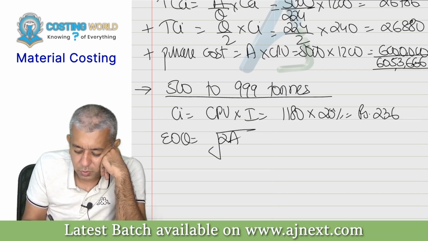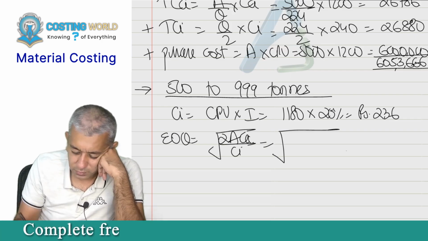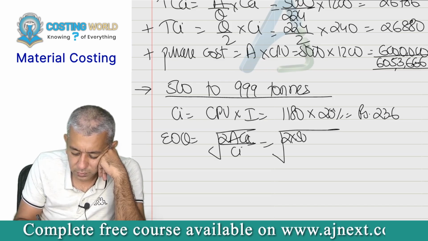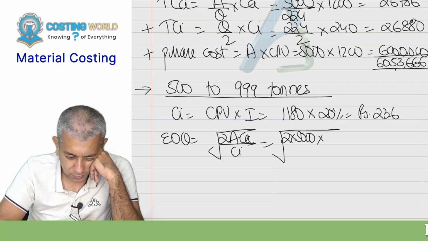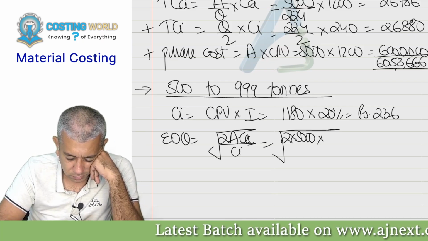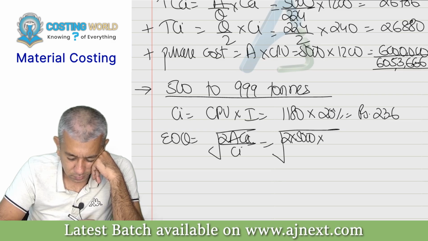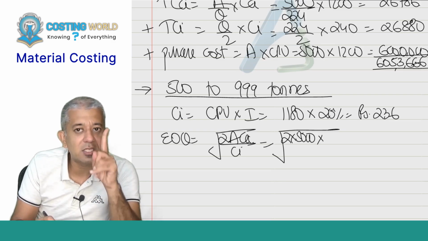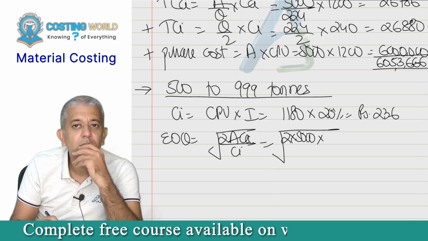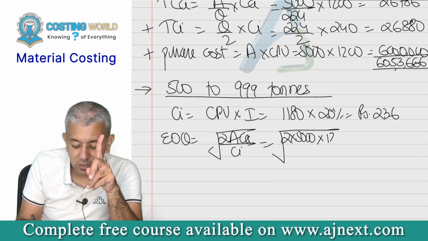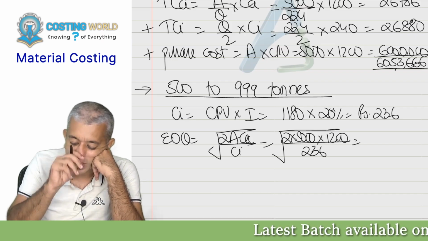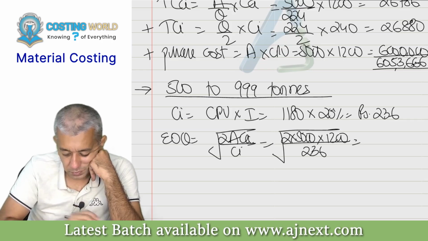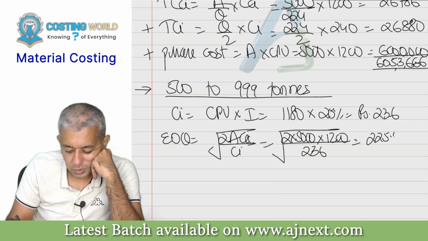EOQ is square root of 2ACA divided by CI. Two into 5000 into, can you say CA is still 1200, no? Yes, sir. Beta, CA will not change, please. Okay, CA is supposed to be constant, divided by 236. Now get me this answer. 0.49 tons.